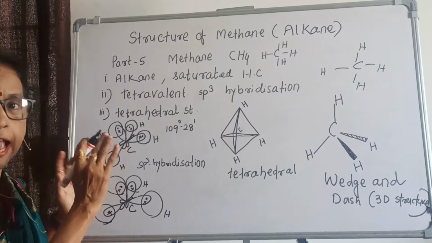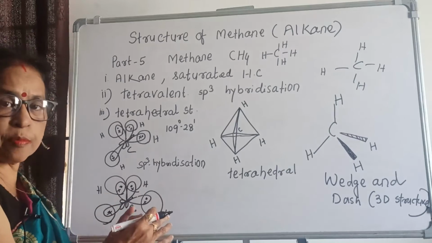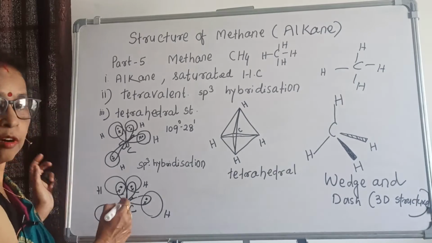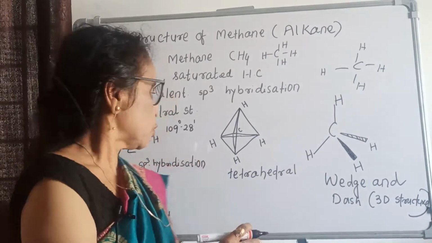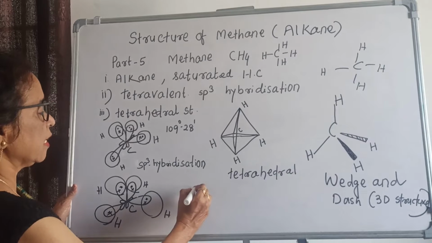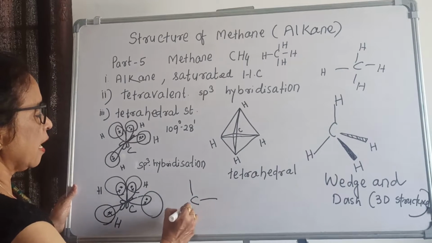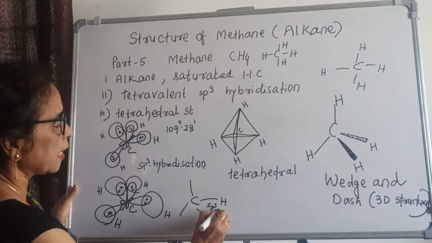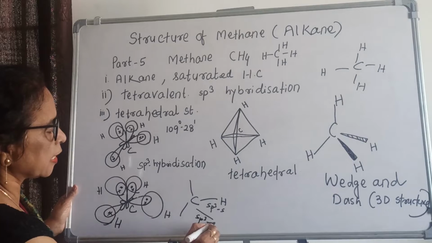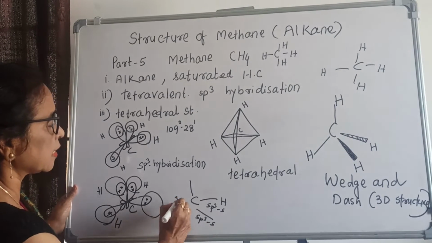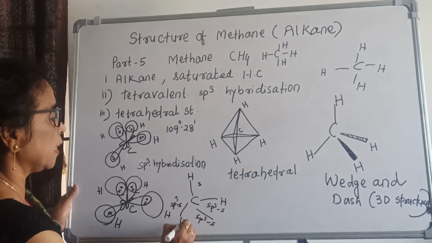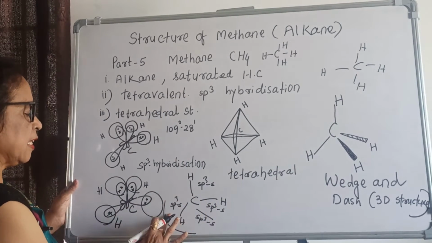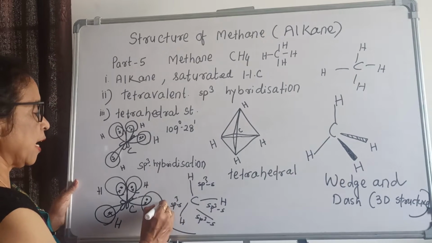This is called sp3 of carbon and s of hydrogen overlapping. So this is the case here. If you want to say this one, this is sp3-s, sp3-s, sp3-s, here also sp3-s. That means you can see this is the structure of methane.